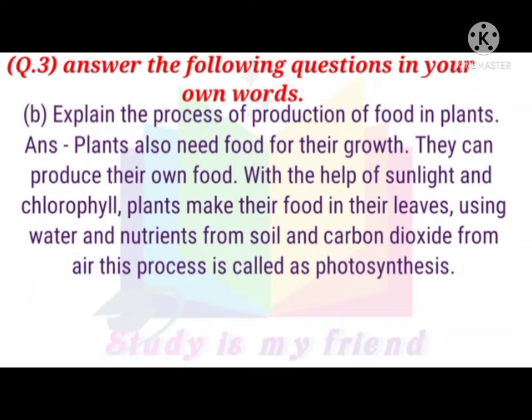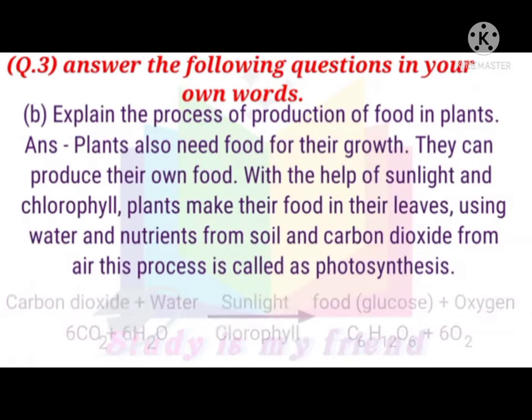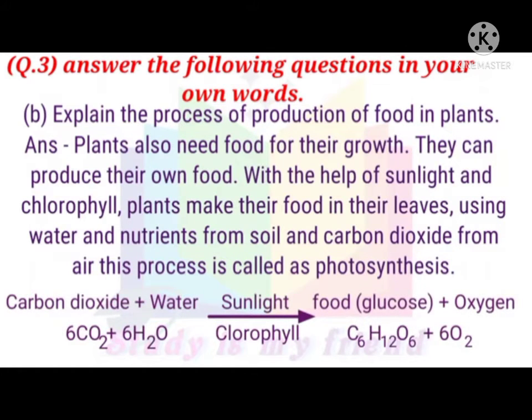B. Explain the process of production of food in plants. Answer: Plants also need food for their growth. They can produce their own food with the help of sunlight and chlorophyll. Plants make their food in their leaves using water and nutrients from soil and carbon dioxide from air. This process is called photosynthesis.